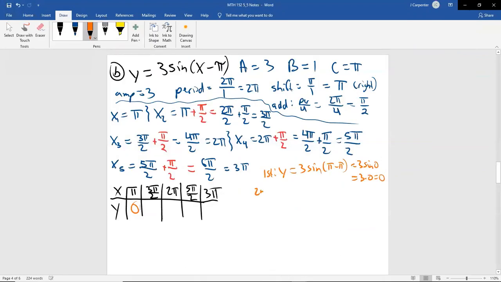All right, so the second one, and as I said, I'm only going to show a few of these. I'll show the first, second, and how about fourth? Y equals 3 times the sine of 3 pi over 2 minus pi, which is 3 times the sine of 3 pi over 2 minus 2 pi over 2. Sorry, that's getting a little squished. All I did was get an LCD. That's 2 pi over 2 there. 3 minus 2 is 1. So that's 3 times the sine of pi over 2.